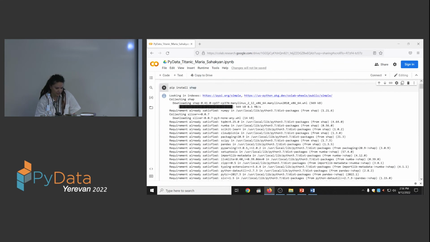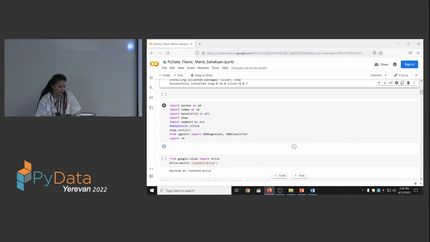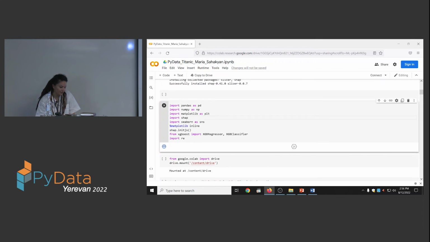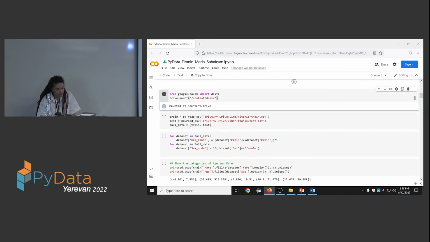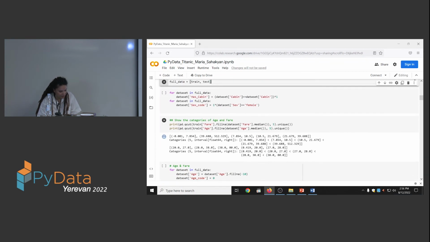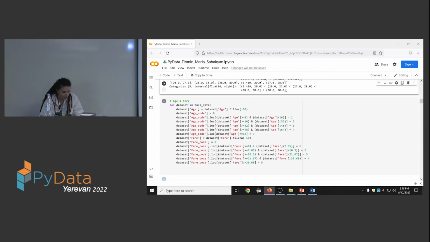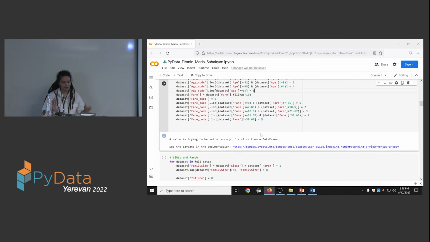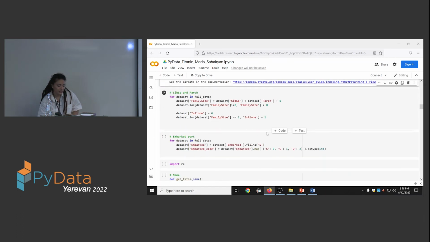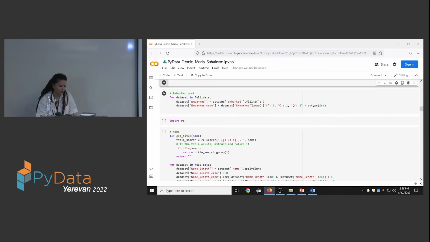It's a very easy and fast installation. Anyway, here I imported some libraries that I will be using during this analysis. Then, okay, so this is the data loading. I did some feature engineering, for example, filling the missing data, and I distributed age so that we will have age code, like which age range the person is from. Anyway, this is just a basic data cleaning process.